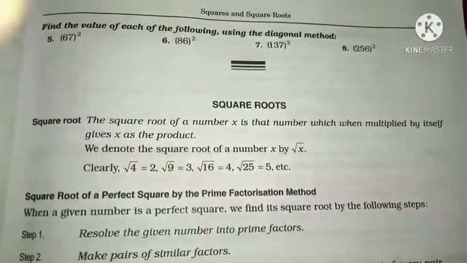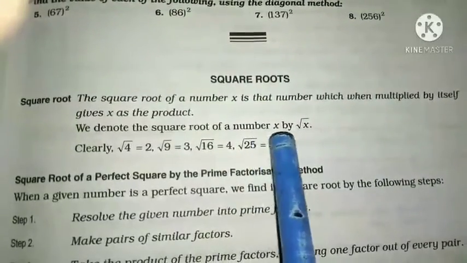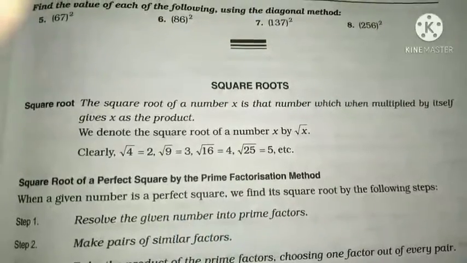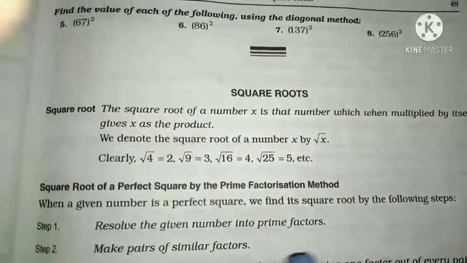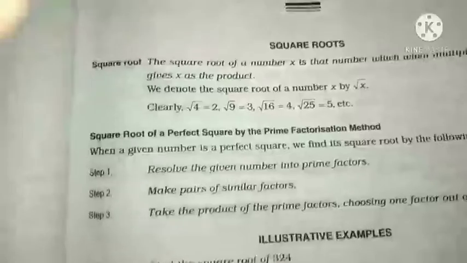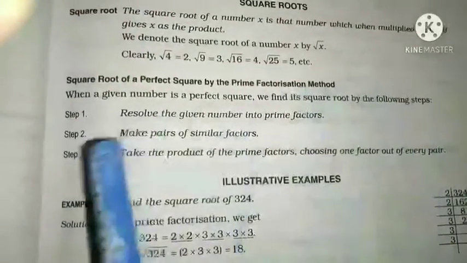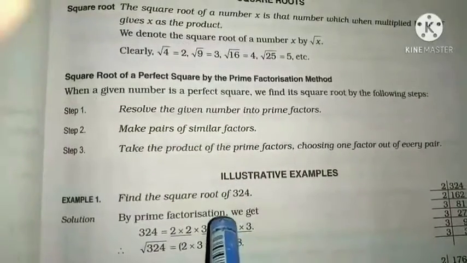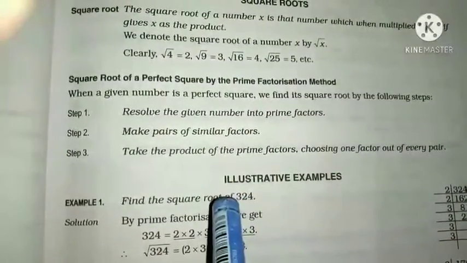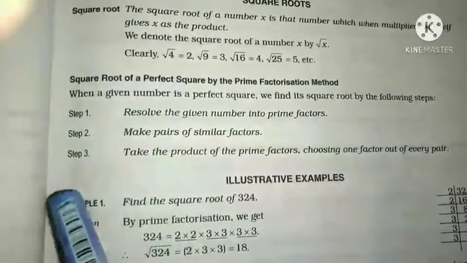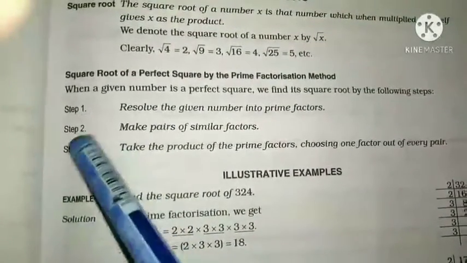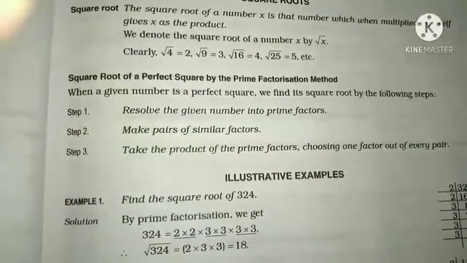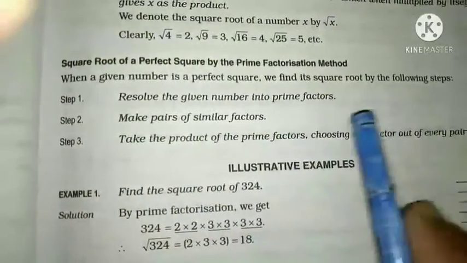Now there are two methods of finding the square root of a given number. First, the prime factorization method, and second, the long division method. First we'll see the prime factorization method. This is a simple method which involves finding prime factors and then finding the square root. Let's see the steps involved in finding the square root of a number by the prime factorization method.